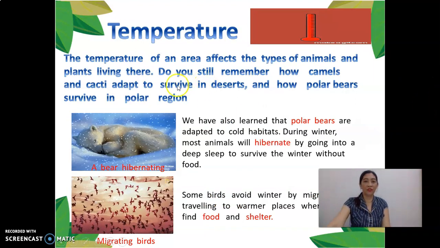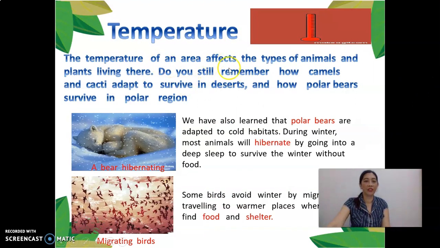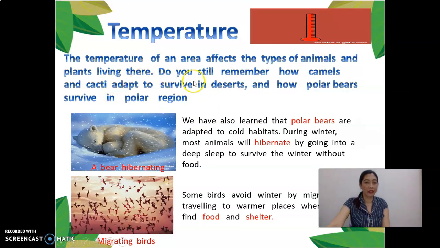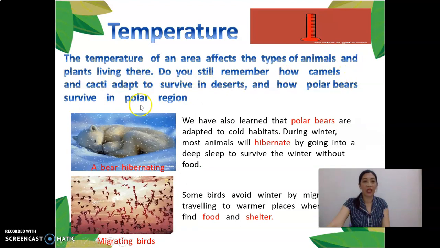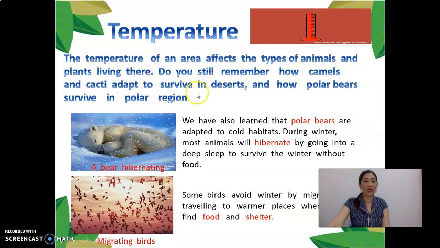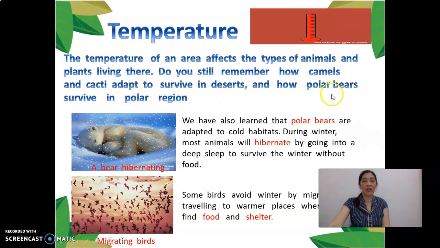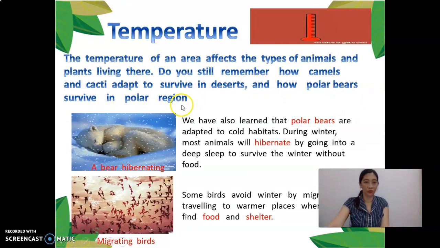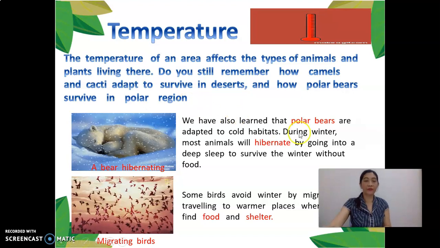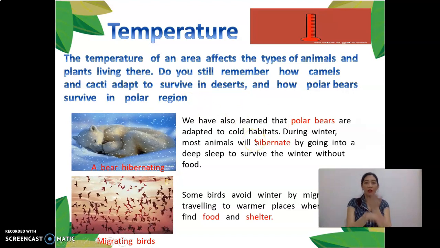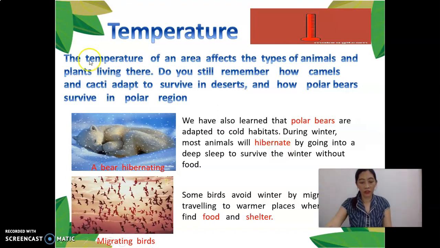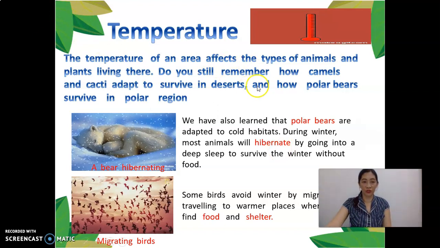The next is temperature. The temperature of an area affects the types of animals and plants living there. Do you still remember how camels and cacti adapt to survive in deserts and how polar bears survive in the polar region? The temperatures can be cold and hot. We call that temperature.